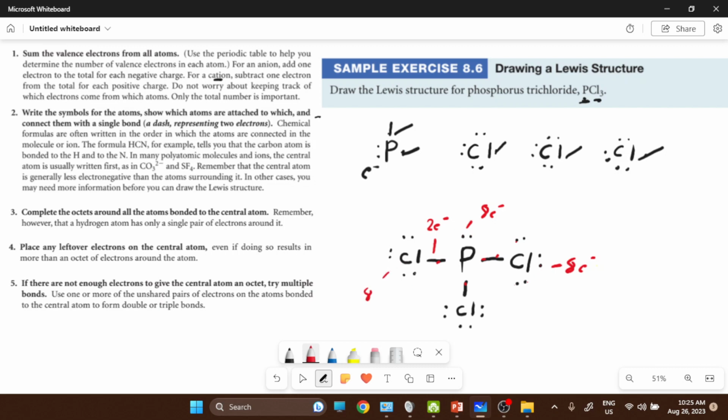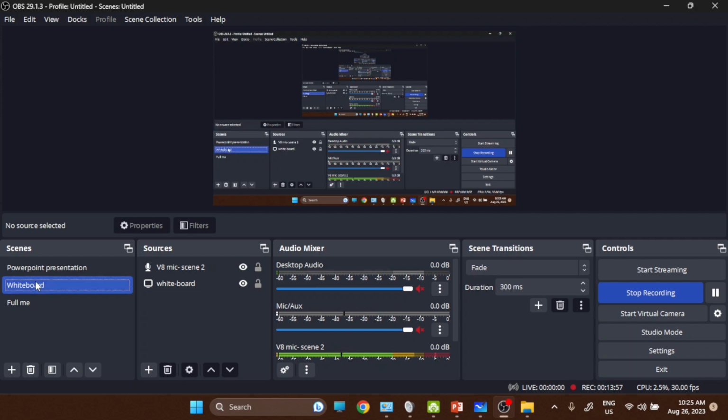Since octet rule silang lahat, they are all obeying the octet rule. Therefore, multiple bonds do not occur here. This is the example of phosphorus trichloride. So, take a screenshot para malaman ninyo for your future references. Now, let's go back to the topic.